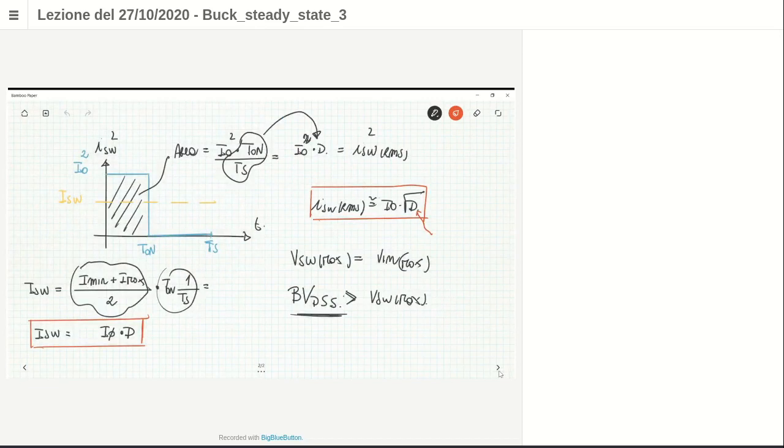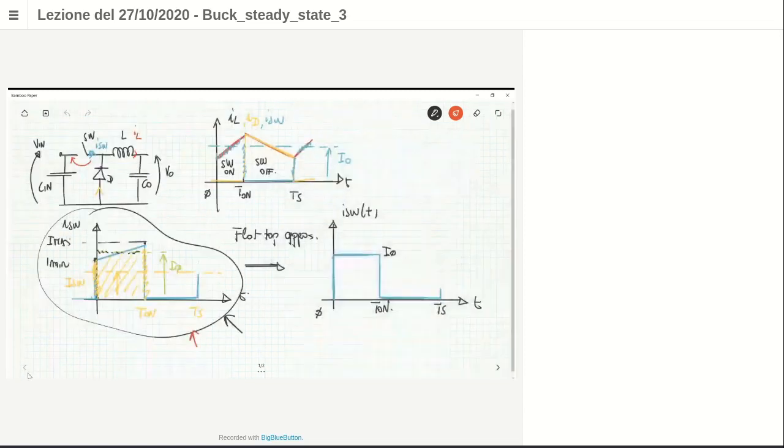Why do I derive this average current through the switch? Because I said before that the average current through the MOSFET is not important to get information about the conduction loss. Typically, in exercises, when you are in the first design of your converters, like the buck converter, this information can be useful to check if my calculations are correct. I know now that the switch current is I naught multiplied by the duty cycle.